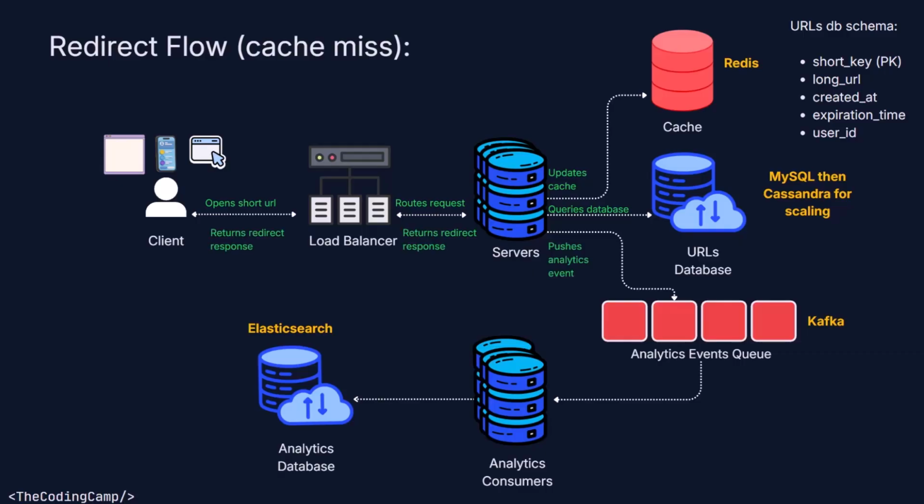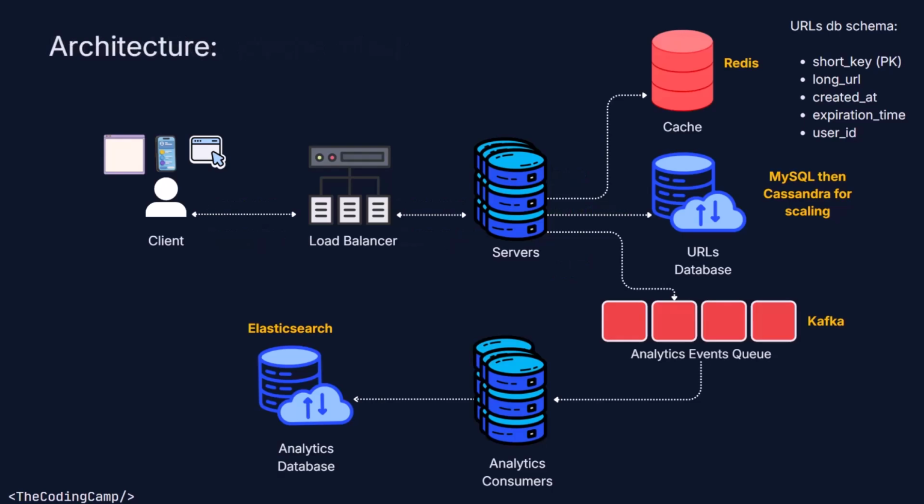How would you scale the database? Eventually, a single database becomes bottlenecked. I'd shard by the hash of the short key. This will result in even traffic distribution. I'd also use primary replication. Primary handles writes and replicas handle reads. This improves read scalability and fault tolerance.